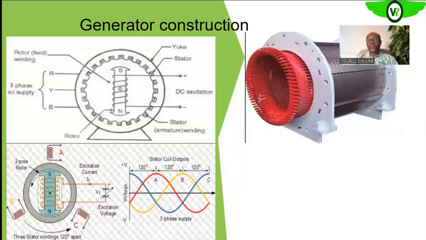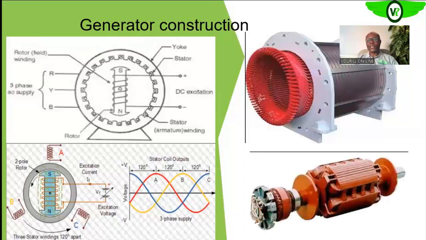But note that we'll need a switching system to switch between the generator and the transformer, and between the transformer and your transmission lines, okay? So like we said earlier, that is the second component of the generation station, okay? The second most important component, which is the switchgear.